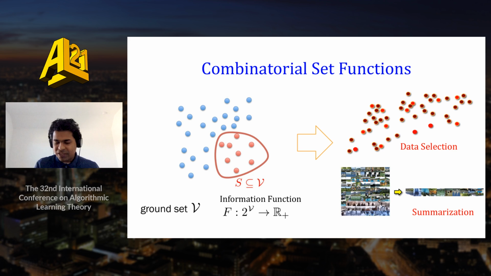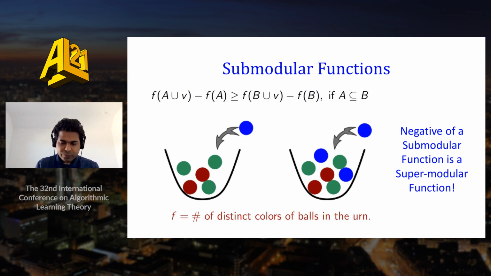A similar application is, imagine you have a very large image collection and you want to select a subset of images for better visualization. This is a summarization application. A natural class of functions that model some of these properties is the class of submodular functions.